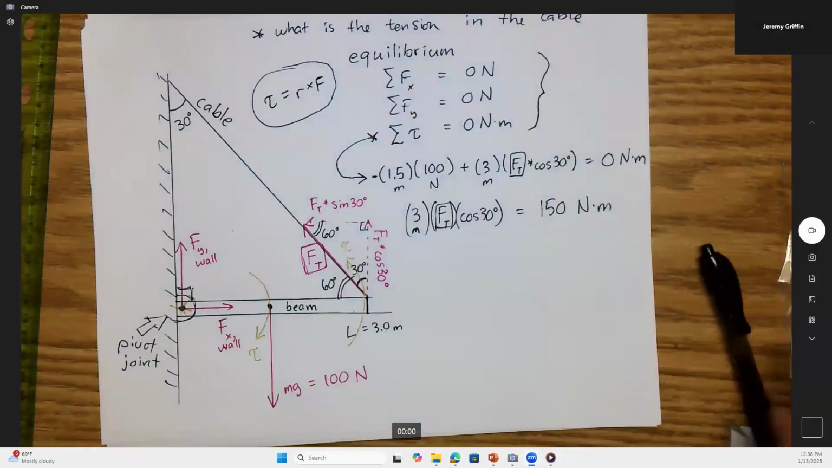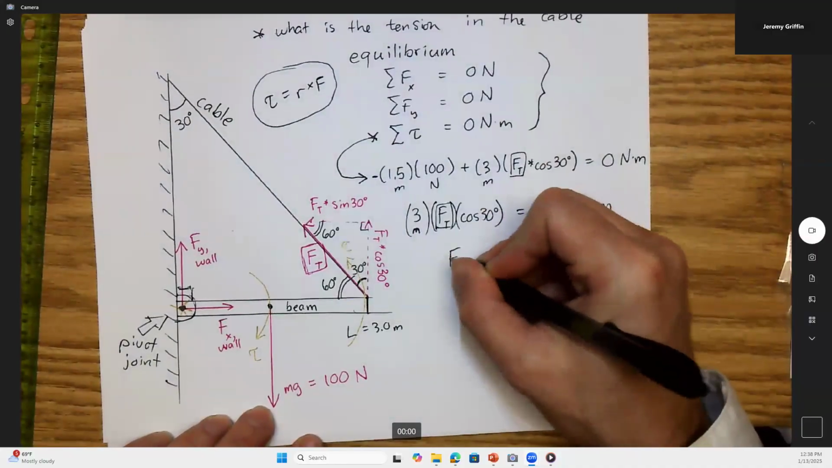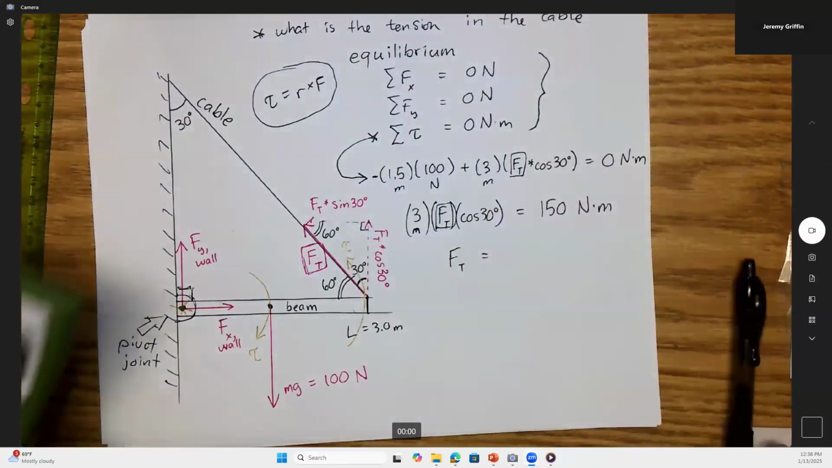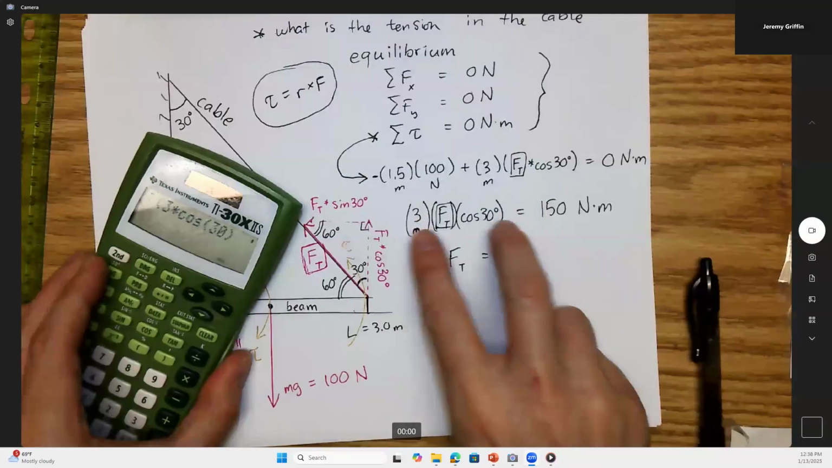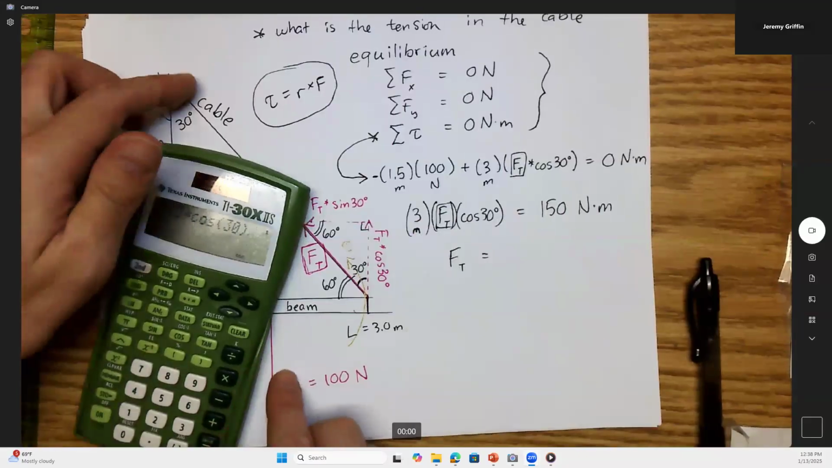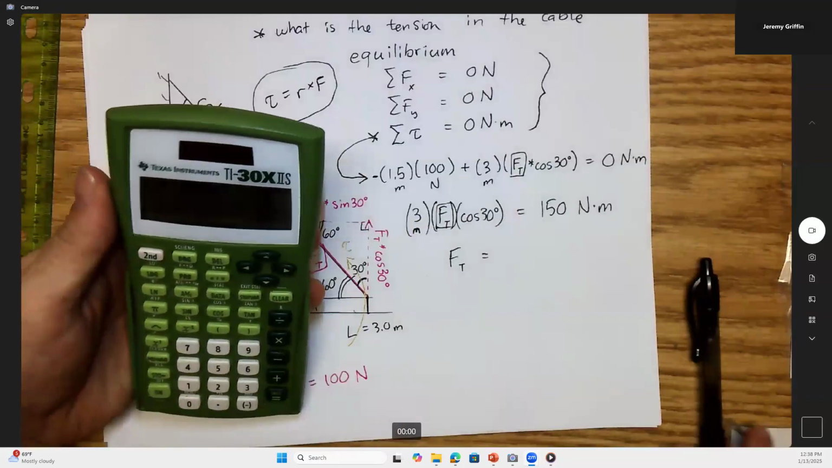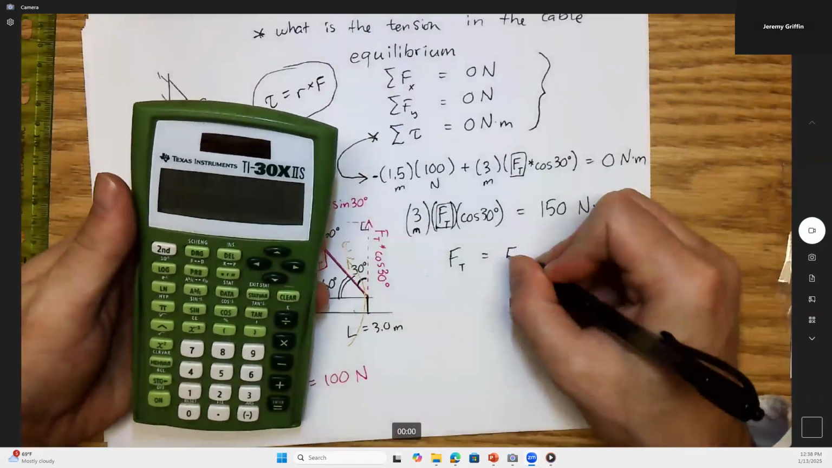So when I get to this last algebra step, tension force equals, when I hit enter on this calculator, I divide down these, and I should get a little bit more than 50 newtons. Do you guys think a little bit more than 50 would be reasonable? Let's see. Look at that.